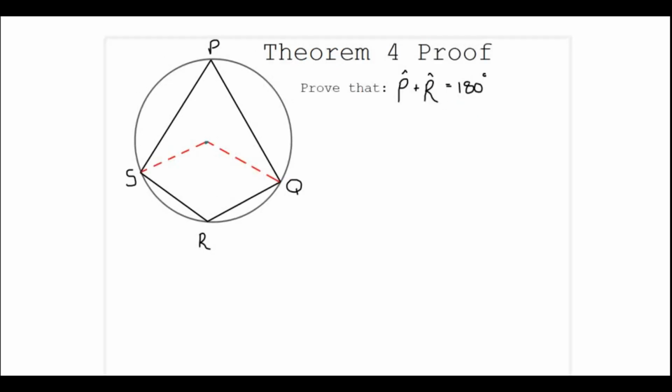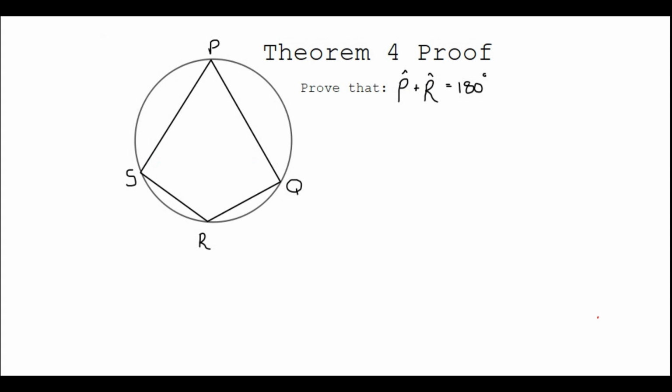Now, in the actual proof question, they would say prove that, and they're going to give you two angles opposite each other, and say prove that if you add them together, it equals 180. In other words, they are supplementary.